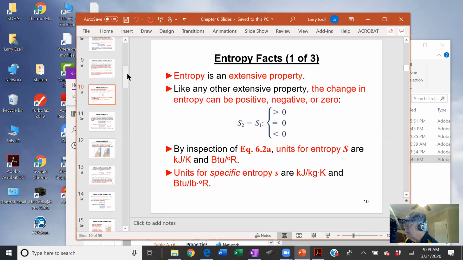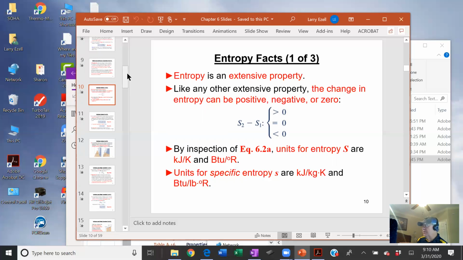Okay. All right, entropy is an extensive property, and I don't like it when he says that because specific entropy is an intensive property. But like any other extensive property, the change in entropy can be positive, negative, or zero. By inspection of equation 6.2, the units of entropy are kilojoule per K, degrees Kelvin, and interestingly, as I mentioned many times, there's no degree symbol outside of the symbol Kelvin, not sure why. And BTUs per degrees R in the English system. Units for energy, kilojoule per K, BTU per degrees R.